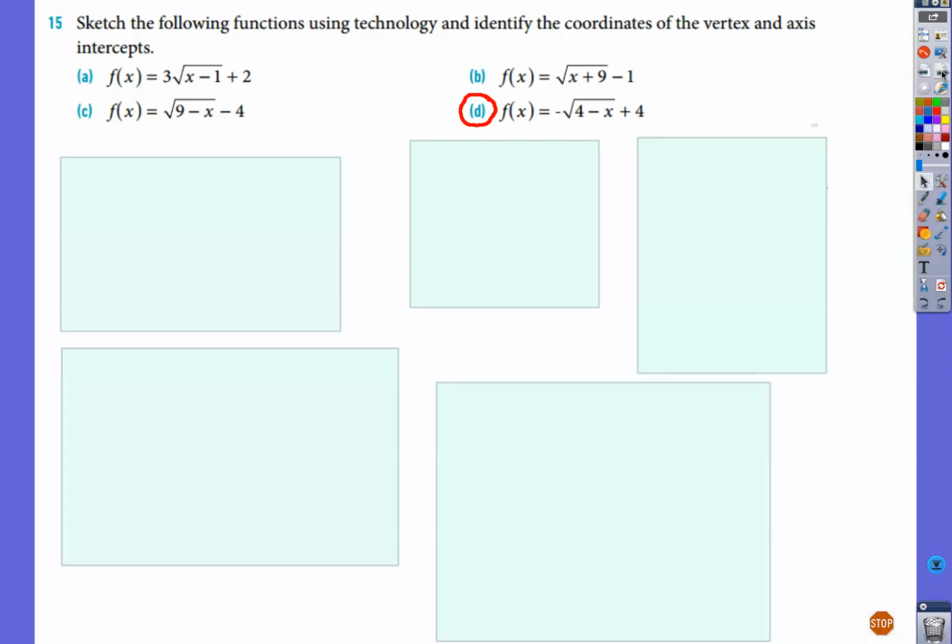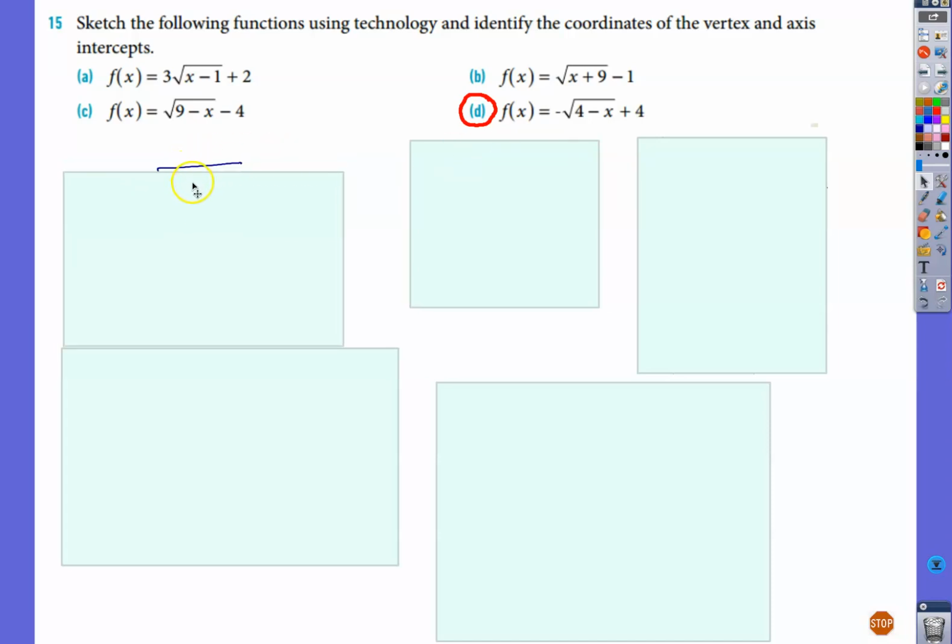Okay, last one. This one's a little bit more challenging. Sketch the following functions using technology. Oh, that makes it easy. I didn't read that. And identify the coordinates of the vertex and the axis intercepts. Let's do it using algebra, since that's the way that I did it. So this actually is quite easy now because you can just go ahead and graph it. And there's functions on your calculator to find all the answers to all of those questions.